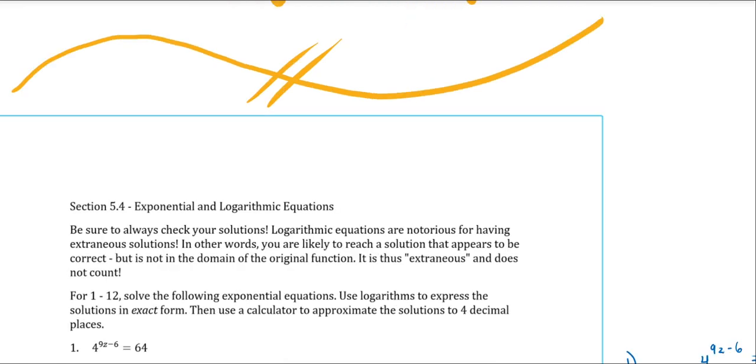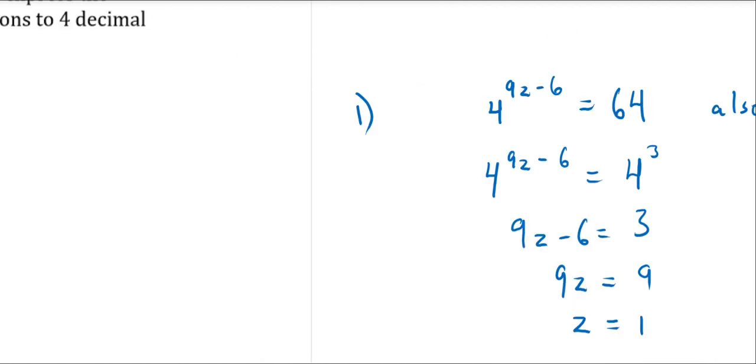Question number 1 asks, if 4 to the power of 9z minus 6 is 64, what's z? There's a couple nice ways of approaching this problem. The first is to use comparison of exponents. Once the bases have been made the same, and 64 is a power of 4, so we could write that as 4 to the third, we can just equate the two exponents, 9z minus 6 and 3.